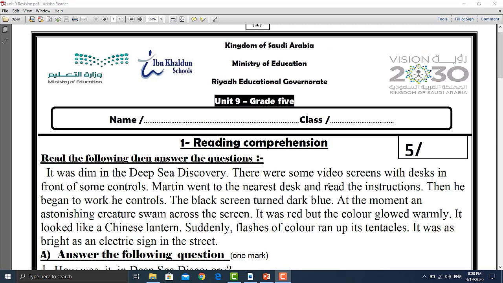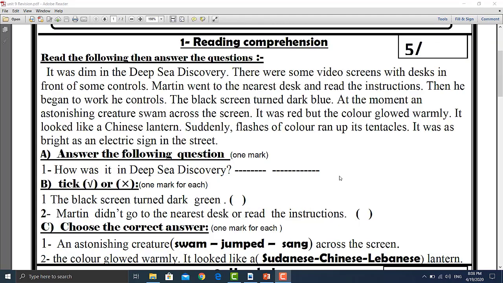This week we will start our revision and we will start with unit 9 revision. And we are going to answer a test. We are going to do a test on unit 9. The first question in the test will be reading comprehension. We have a reading comprehension here and we have some questions about this reading comprehension.